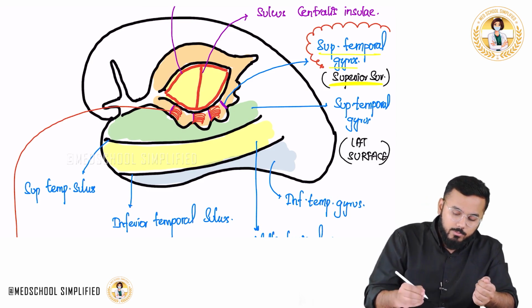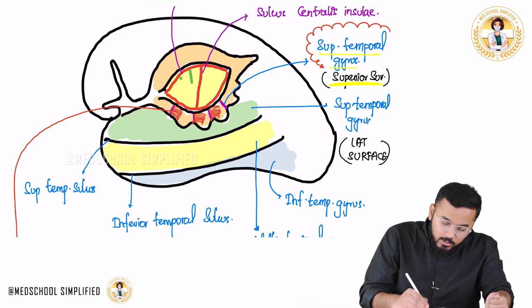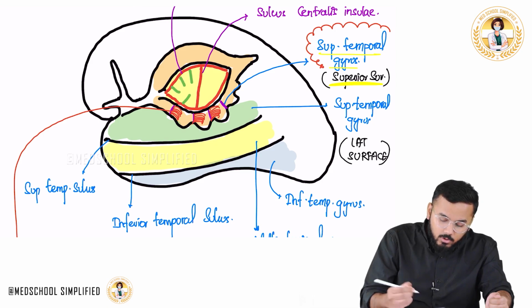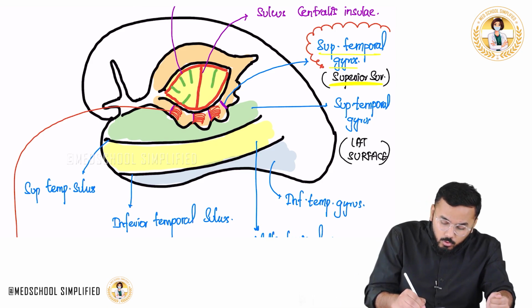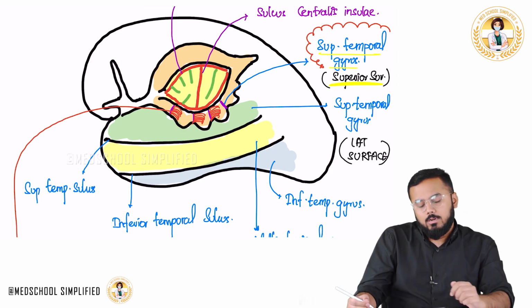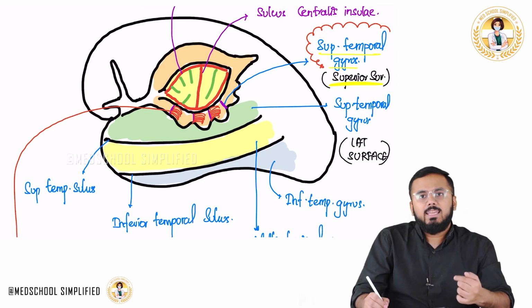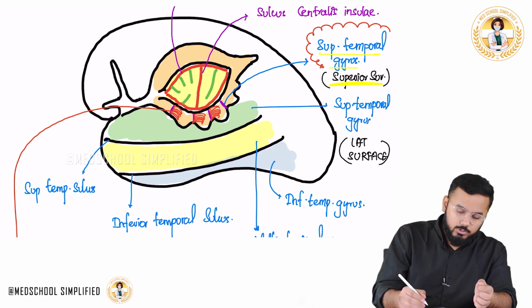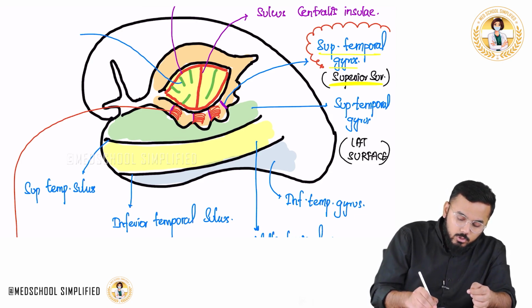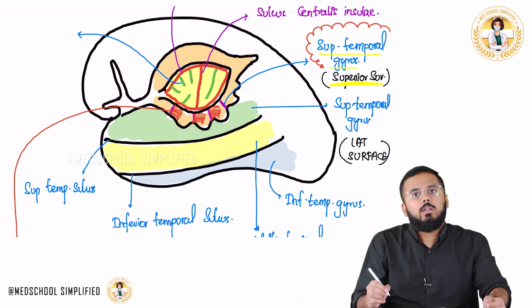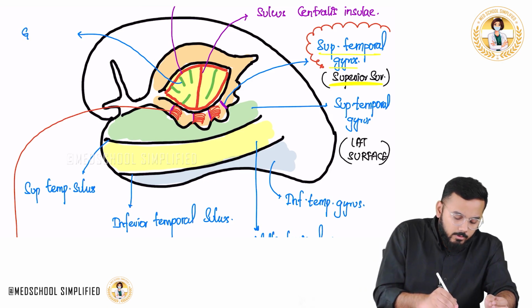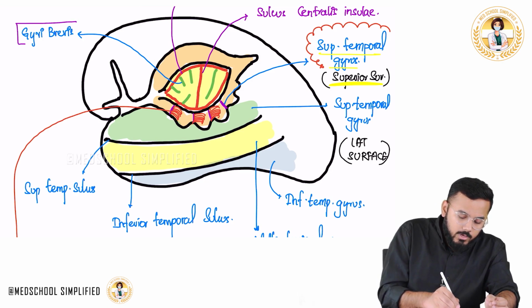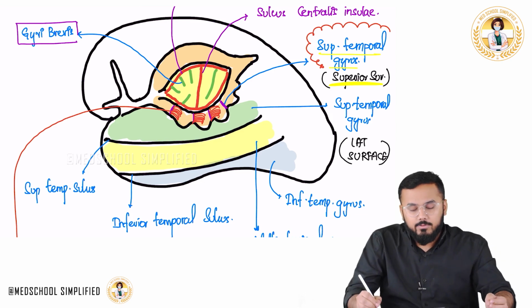Now look at the portion number 1. In portion number 1, you have got some structures like this. These are called as gyri. In portion number 2, also you have got a gyri like this. Now tell me, portion number 1 gyri are small or portion number 2 gyri are small? Portion number 1 gyri are small. So that is the reason why these group of gyri which are very small are called as gyri brevis. So portion number 1, these gyri are called as gyri brevis.